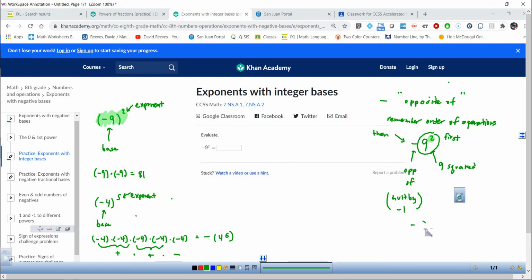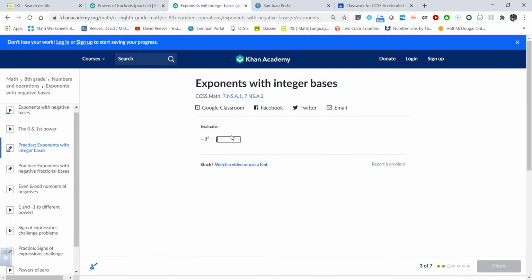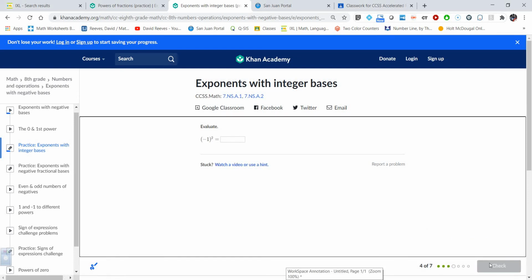So this right here, do not think of this as -9 squared. Think of it as the opposite of 9 squared. 9 squared is 81, and then we get a -81. So that is the answer that we are looking for here. If I put a +81 in there, I'm going to get it wrong. But if I put a -81 in, ka-chow, look at that. We got it correct, okay?